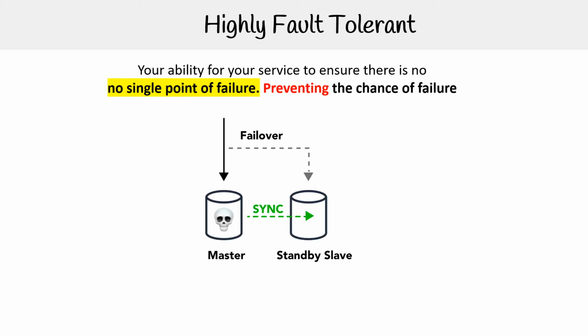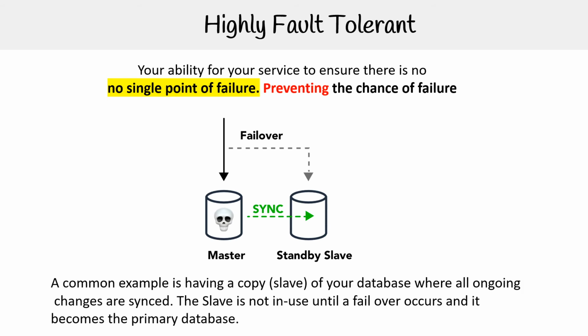So here's an example. We have a master database, and something's happened to our database. We want to make sure that in the case of failure, we can fail over to a redundant system. We call this a slave, and it's on standby because it's not in active use, but it will be once we move it over.